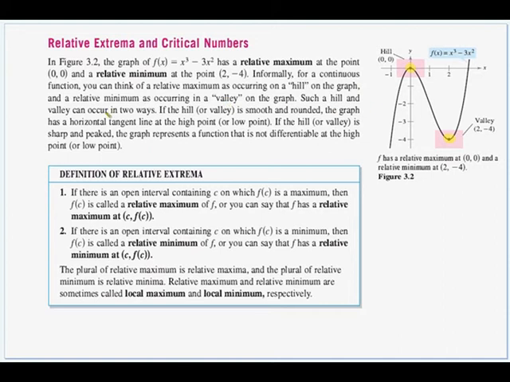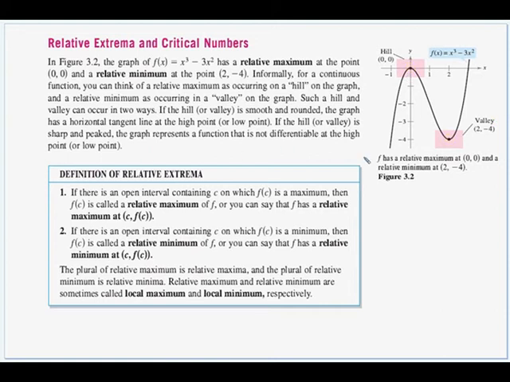Such a hill and valley can occur in two ways. If the hill or valley is smooth and rounded, the graph will have a horizontal tangent line at that high or low point. If the hill or valley is sharp and peaked, the graph represents a function that's not differentiable at that high or low point.